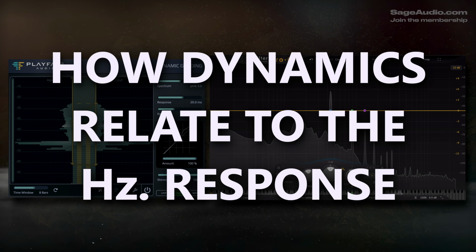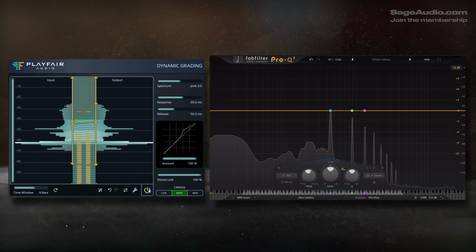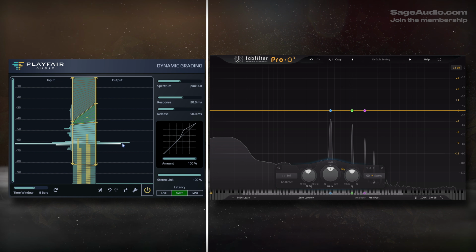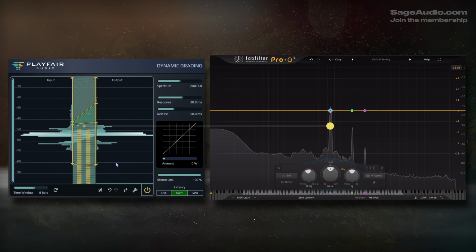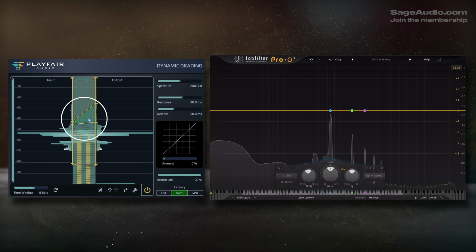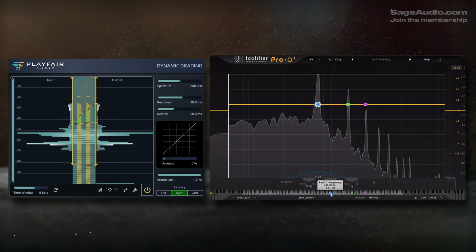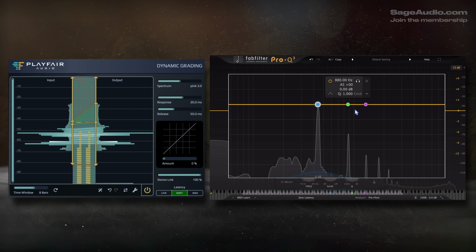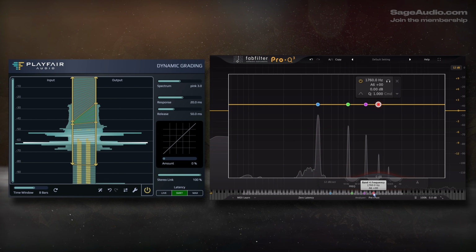Last up, let's talk about how dynamics relate to the frequency response. So the dynamic ranges that we've discussed could easily be seen as separate from the frequency response, but the two concepts are pretty much inseparable. Now remember earlier when I mentioned that tonal aspects play the biggest role in our perception of musical building blocks? Well, the simplest of these building blocks is a note, which is a specific fundamental frequency with overtones or multiples of this fundamental frequency, also called harmonics.